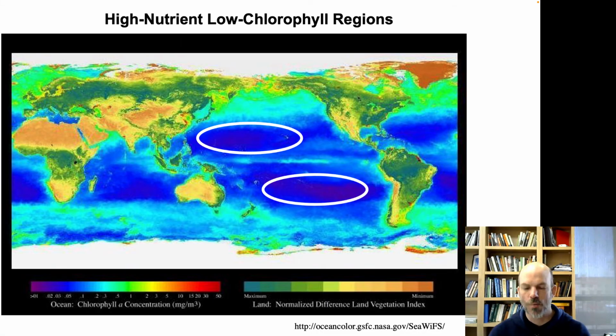So the places where you might want to try to do something like this are these places called high nutrient, low chlorophyll regions.